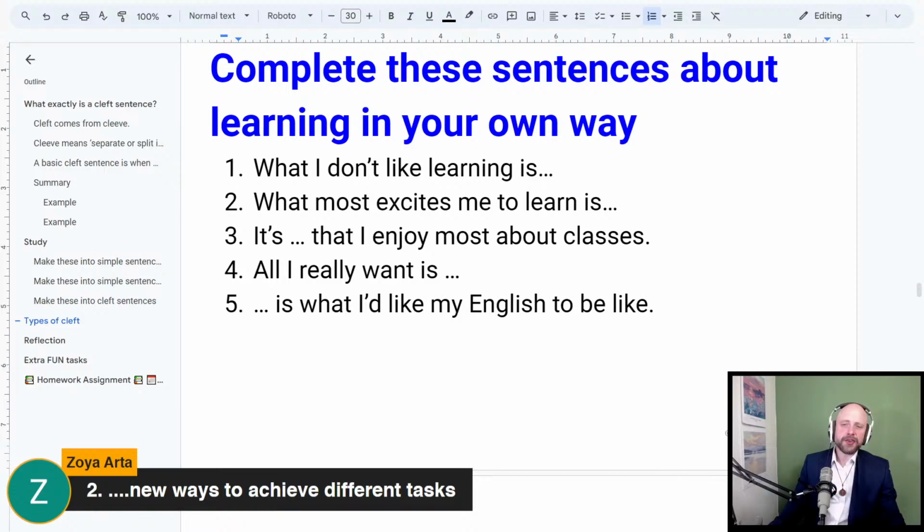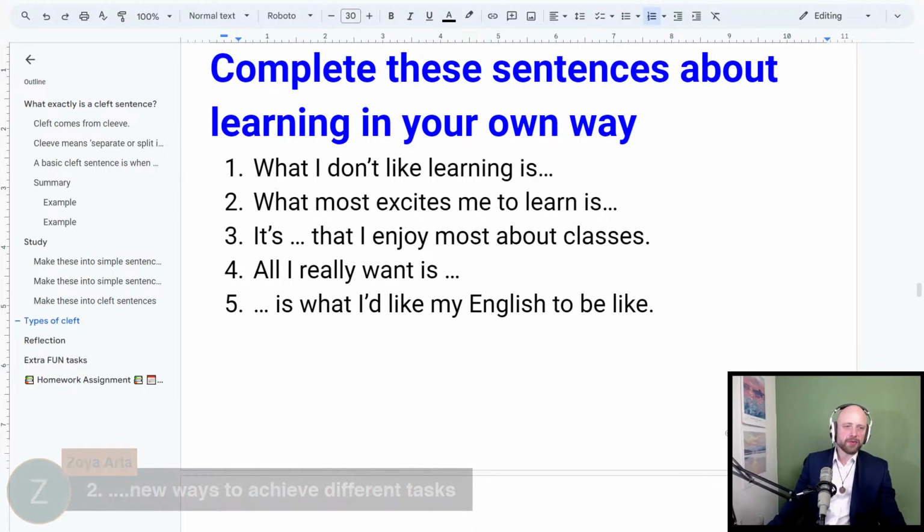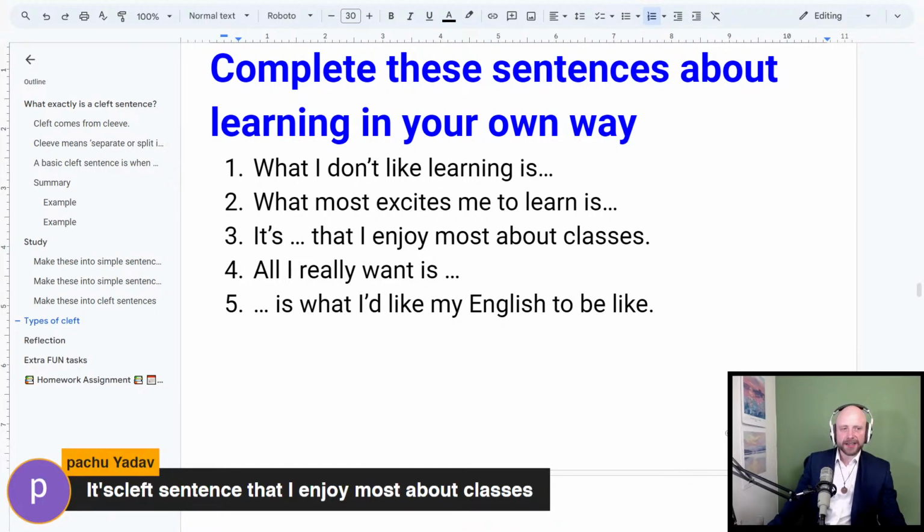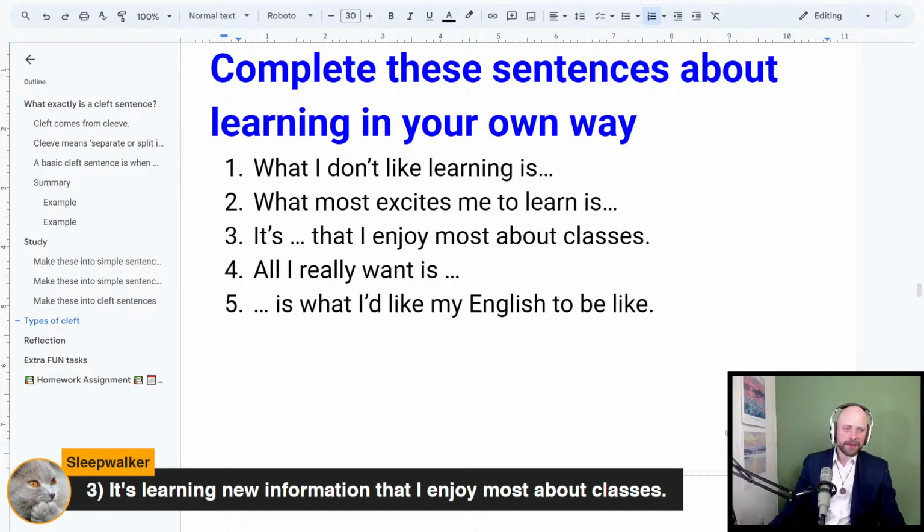What excites me to learn is new ways to achieve different tasks. Do you know one of the best ways to learn how to achieve different tasks is to try and do the task? Doing is a great way of learning new ways. It's cleft sentences that I enjoy most about classes. Really? That's interesting. It's learning new information that I enjoy most about classes.